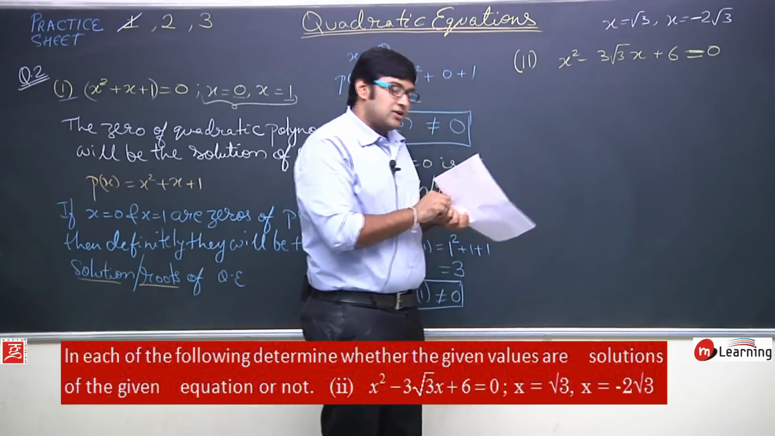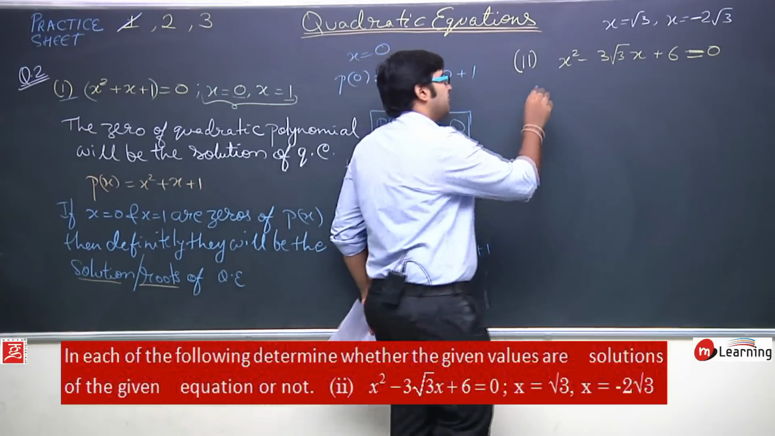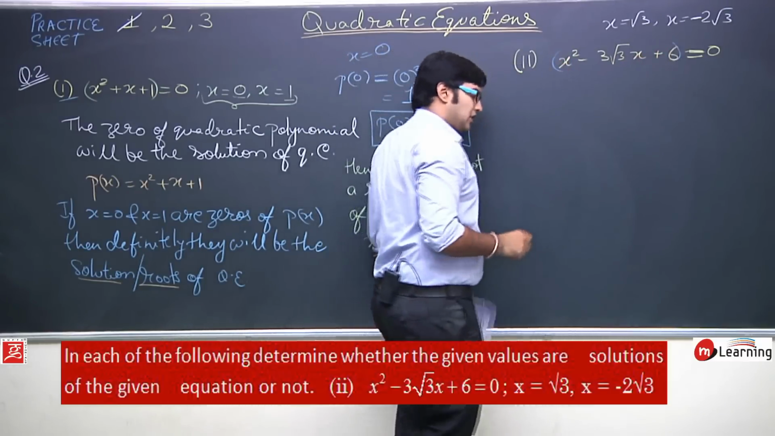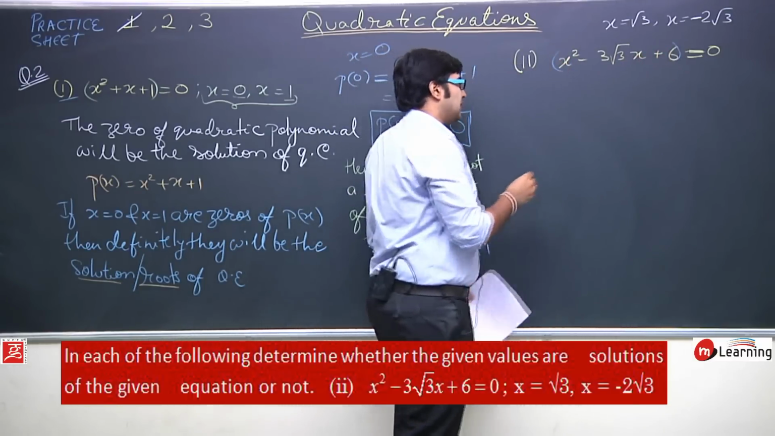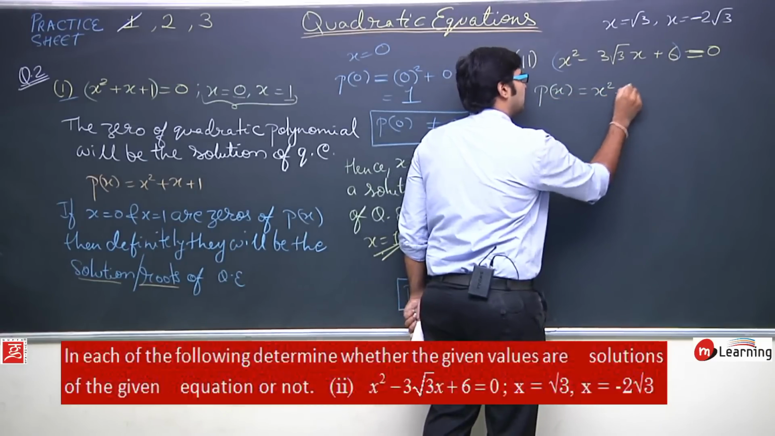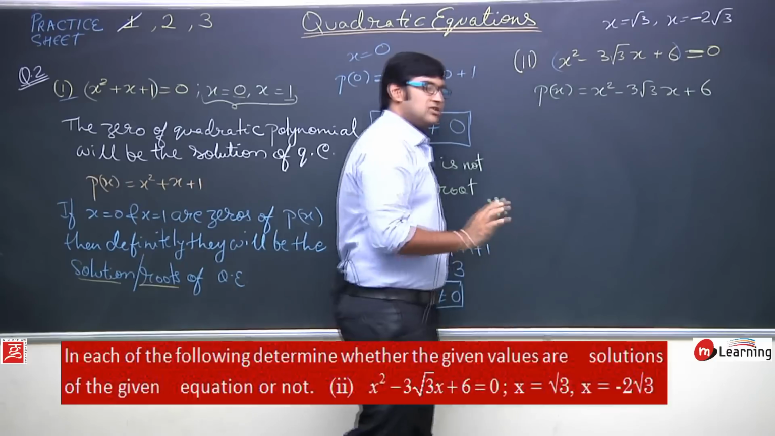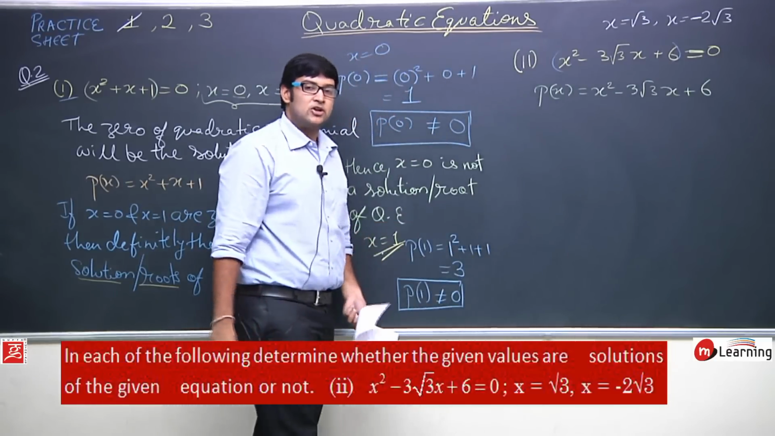So how can we check? First we need to identify the quadratic polynomial. What is the quadratic polynomial? This is the quadratic polynomial. So the quadratic polynomial is p of x is equal to x square minus 3 root 3 x plus 6. This is the given quadratic polynomial.